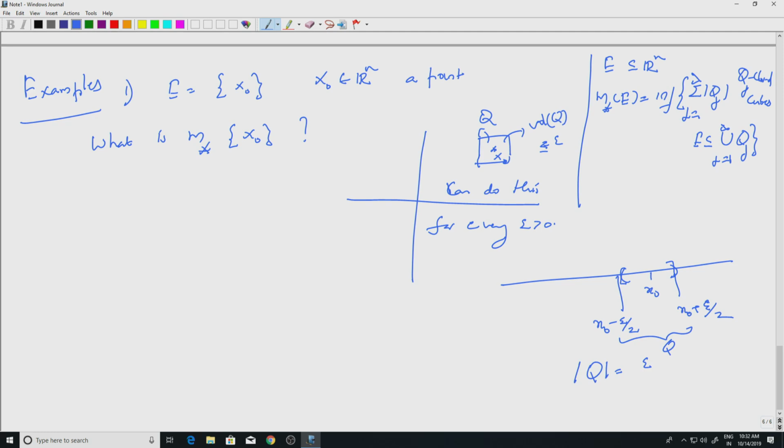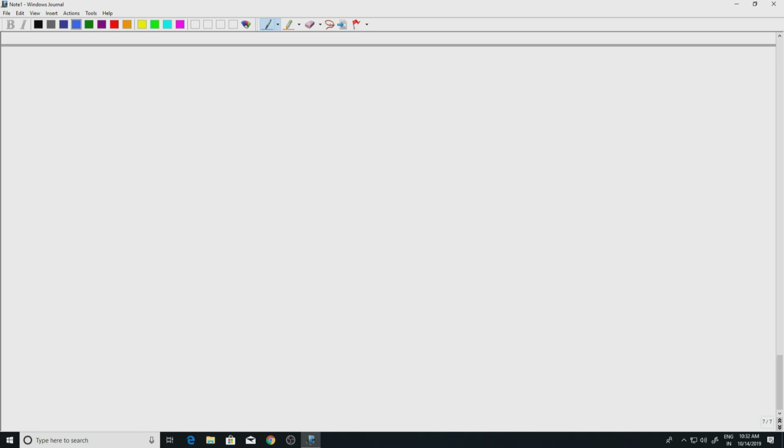So, m star of a singleton is less than or equal to epsilon for every epsilon positive. But I know that m star is also non-negative, right, because it is the infimum of non-negative quantities. So, it is greater than or equal to 0. So, this will tell me that m star of a singleton is 0. So, points have outer measure 0, which is what one should expect. Okay. Let us look at the next example.